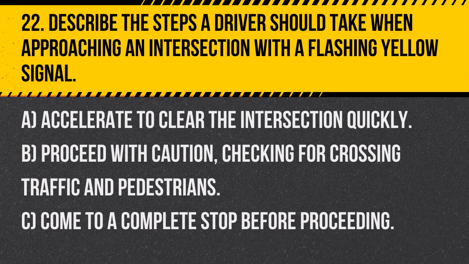Question 22. Describe the steps a driver should take when approaching an intersection with a flashing yellow signal. A. Accelerate to clear the intersection quickly. B. Proceed with caution, checking for crossing traffic and pedestrians. C. Come to a complete stop before proceeding.